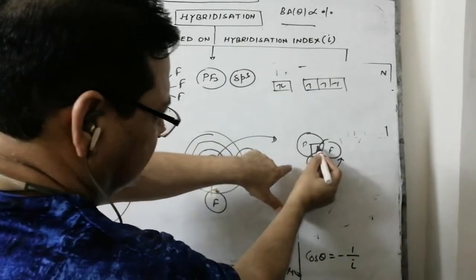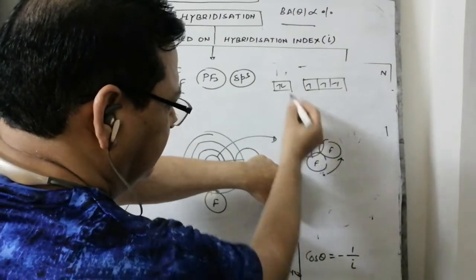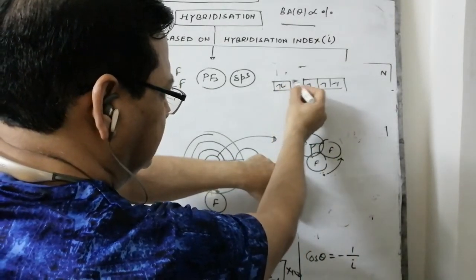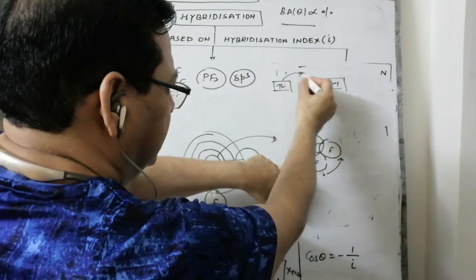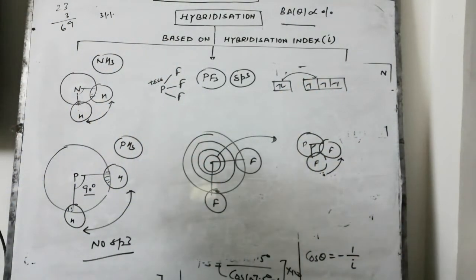How exactly can this angle be increased? This angle can only be increased if p orbitals get mixed with the s orbital. So if the mixing happens, again the hybridization comes out to be sp3.